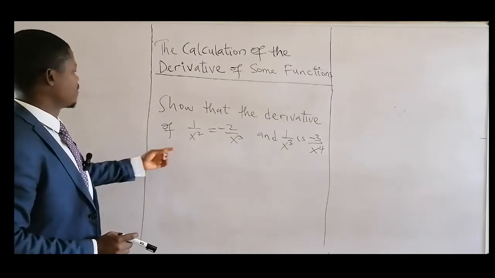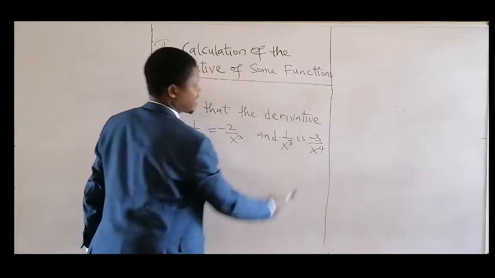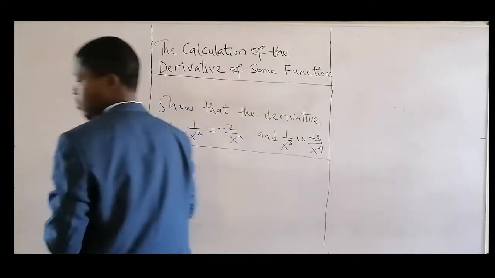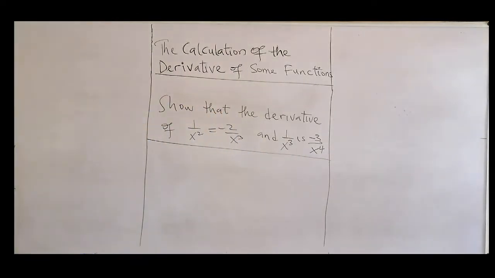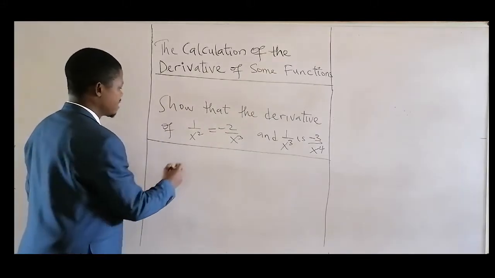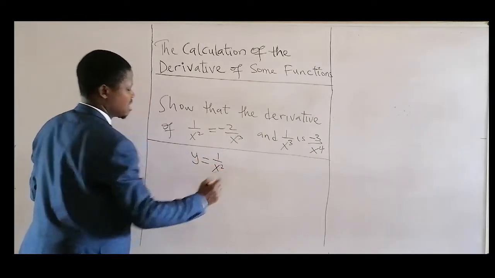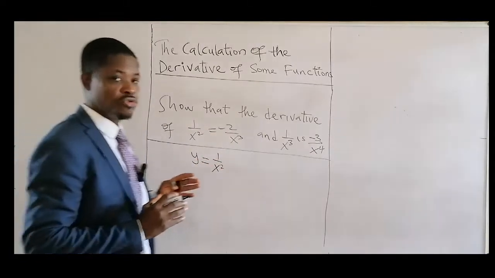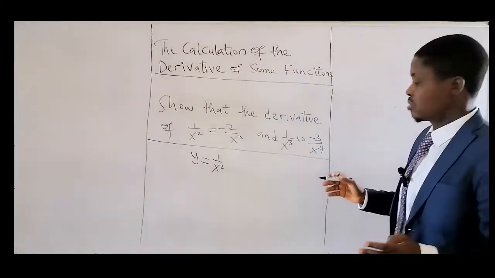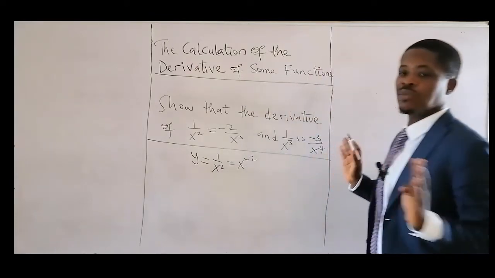Show that the derivative of 1 over x squared is this, and 1 over x cubed is that. So let's see what we can do for these questions. It's very simple. Let's call it y equal to 1 over x squared. The first thing you need to do for the differentiation is quickly do the algebra. Remove the 1 over, which will equal x minus 2. That's step 1.